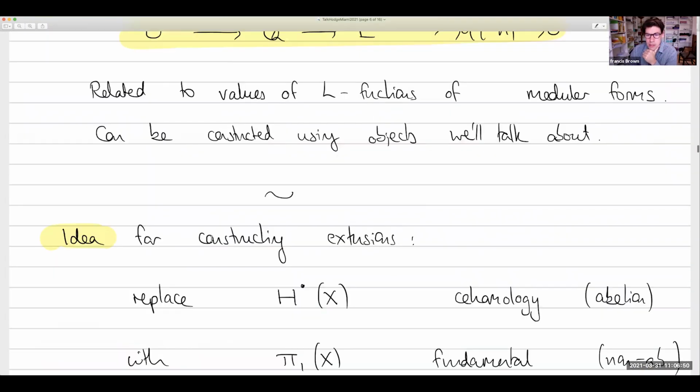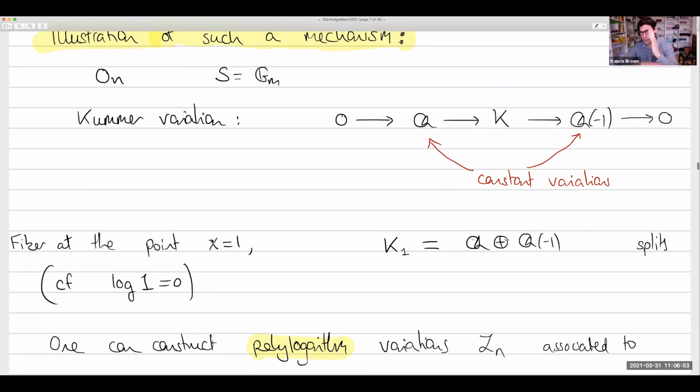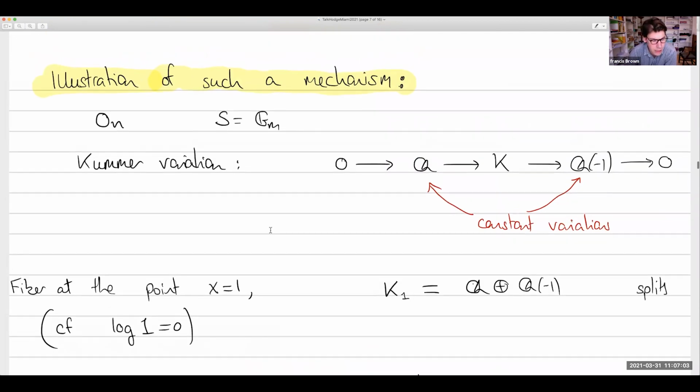You just look at G_m cross G_m relative to a diagonal and a horizontal line, and you take R pi 1 lower star, and that will give you this sheaf. Now, it extends to the point x equals 1, and the fiber at the point x equals 1 actually splits. The reason for that is because the logarithm of 1 vanishes. So the period in the top right-hand corner of the period matrix, which gives the extension data, vanishes, and this is split. So the Kummer variation splits at 1, and in fact, it splits at any root of unity. So we could also take roots of unity in this story.